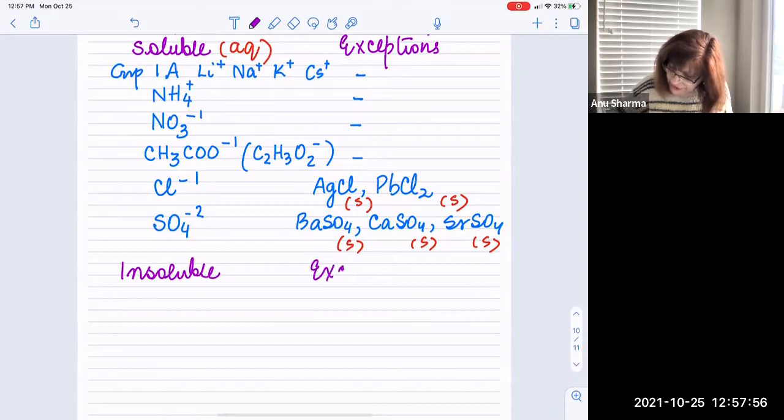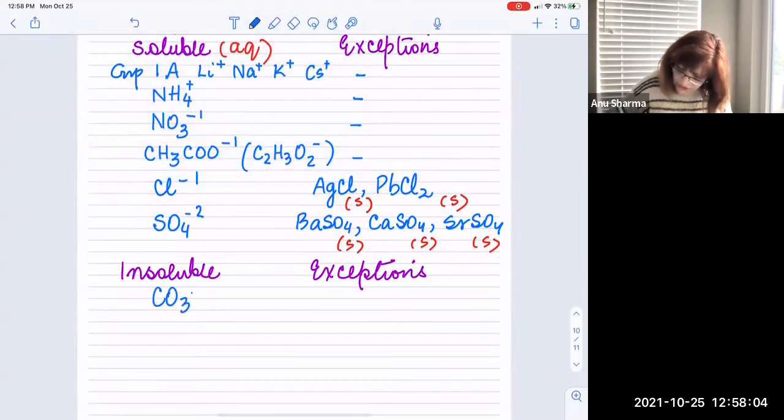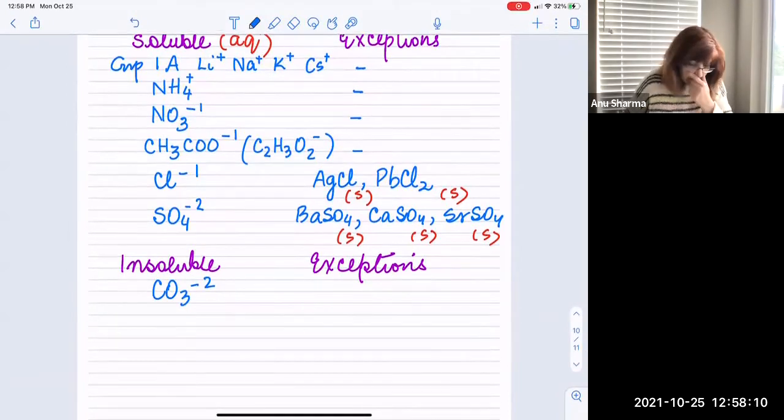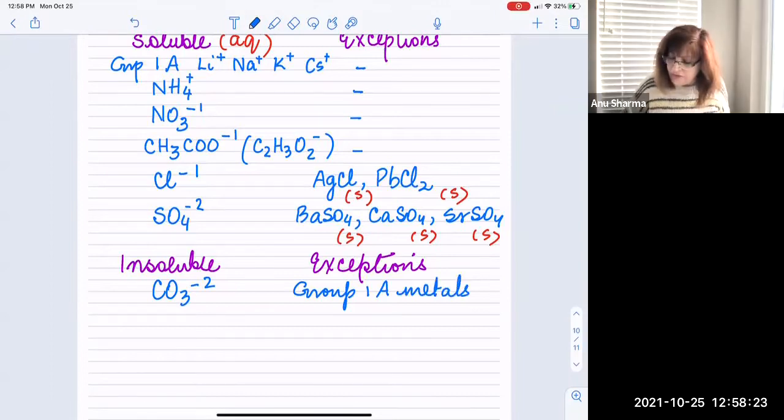And then again, exceptions. So we have here insoluble, we have carbonates, CO3, 2 negative. CO3, 2 negative is insoluble, and the exceptions are the carbonates of group 1A. So all the group 1A metals, when they combine with a carbonate, are always going to be soluble. Or when ammonium mixes with the carbonate, then it is soluble. So when these group 1A elements are with the carbonates, they are aqueous, and ammonium is aqueous.